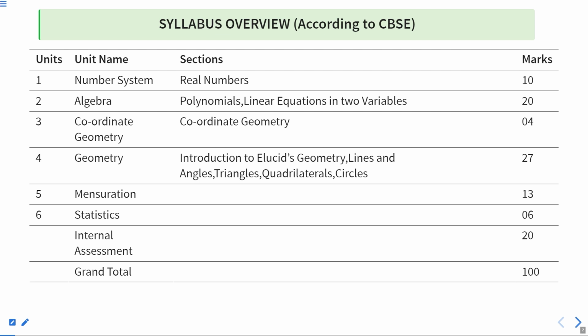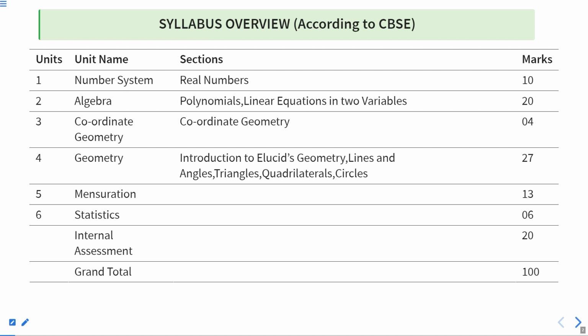Then the second unit is Algebra, and here we will cover polynomials and linear equations in two variables. The third unit is Coordinate Geometry, where we will cover the introduction of coordinate geometry. The weightage of this chapter is 4 marks.